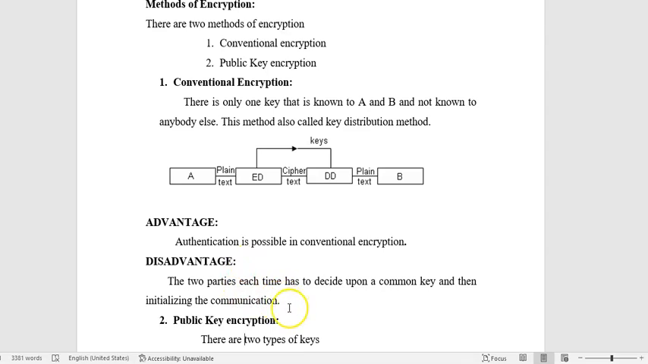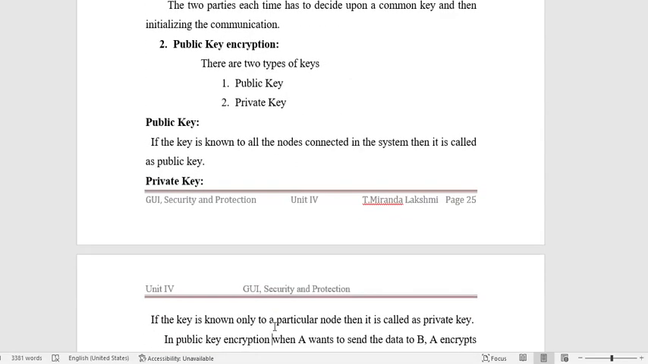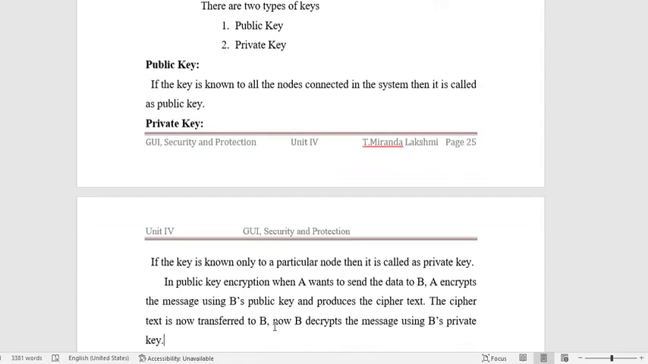The next one is public key encryption. Under public key encryption, there are two types of keys: one is the public key, the other is the private key. In a system with different nodes, if all the nodes are aware of the key, then it is called a public key. If the key is known only to a particular node, then it is called a private key. So how do we go about public key encryption?